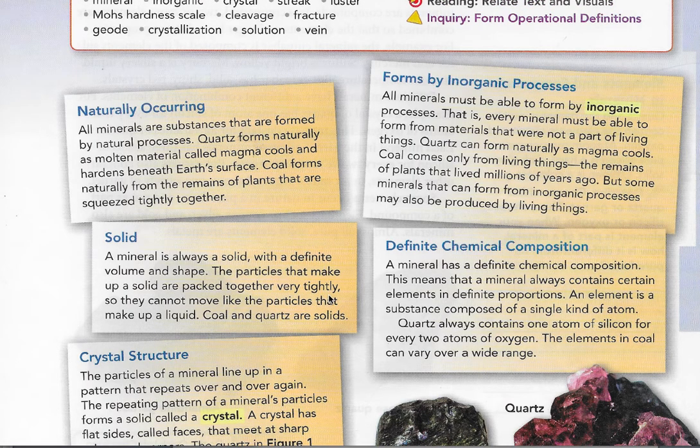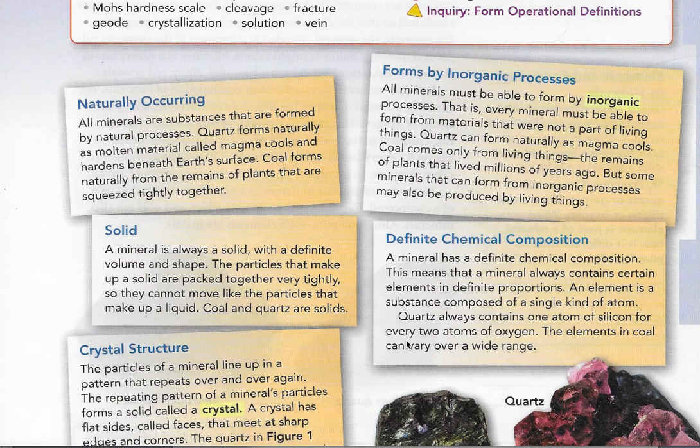Formed by inorganic processes. All minerals must be able to form by inorganic processes. That is, every mineral must be able to form from materials that were not part of living things. Quartz can be found naturally as magma cools. Coal comes only from living things, remains of plants that lived millions of years ago. But some minerals that can form from inorganic processes may also be produced by living things.